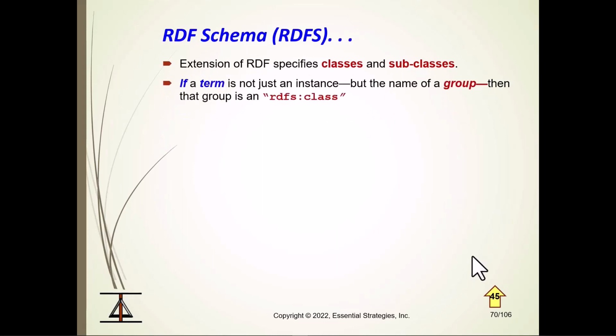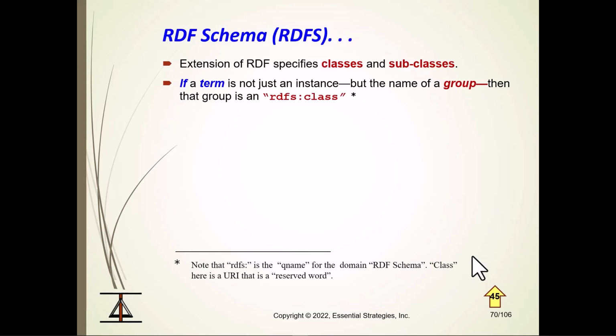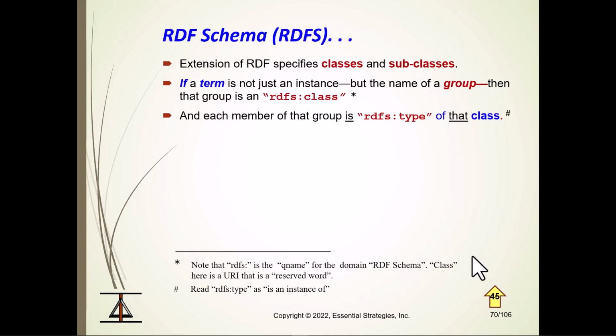Now, if the term is not just an instance, but the name of a group, then that group is called an RDFS class. Note that RDFS in this case is the Q name for the domain RDF Schema, and therefore this URI is a reserved word. So this is reserved for the RDFS language. Now each member of the group is called an RDFS type of that class. So think of RDFS type as "instance of."